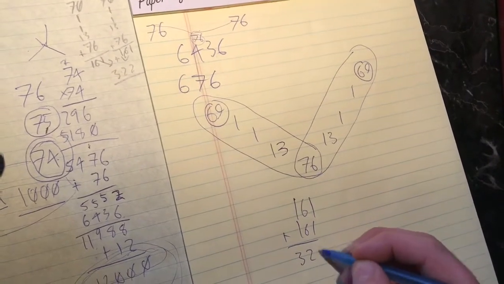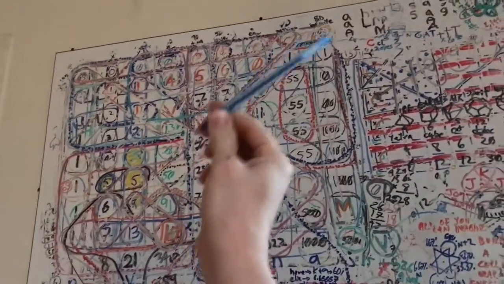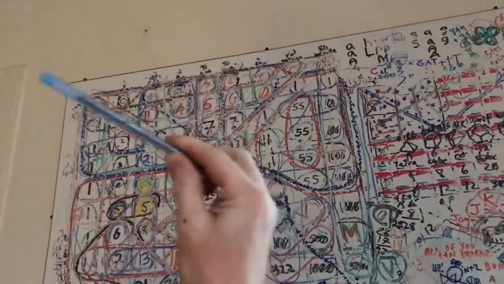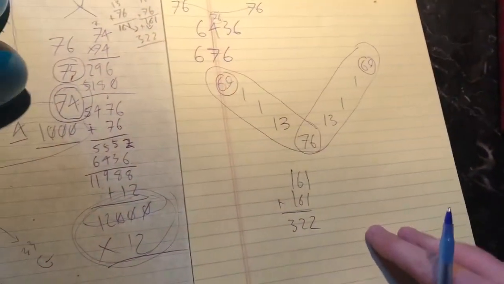Add them together, you get 322, which is ego. Which is all that Freemason stuff. It's interesting that that whole thing plus that whole thing is that. So that's the first thing of interestingness I want to talk about.